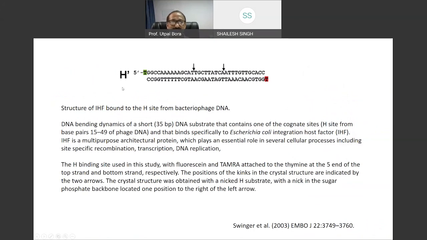So here we have this DNA substrate that contains one of the cognate sites, the A site from base pair 15 to 49 of phage DNA, and that binds specifically to E. coli integration host factor. IHF is a multi-purpose architectural protein which plays an essential role in several cellular processes, including site-specific recombination, transcription, and DNA replication.